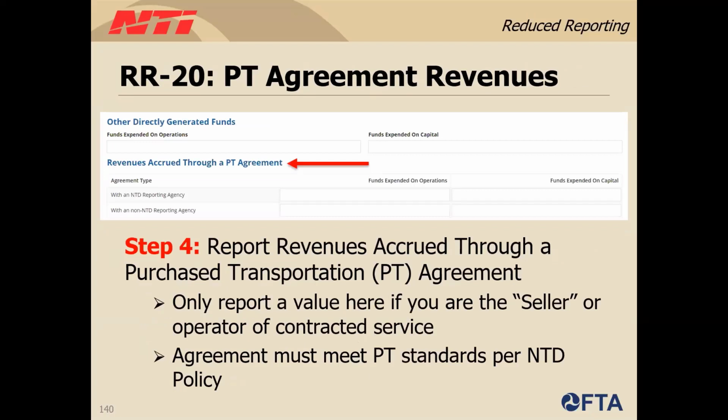The next section on the form is for PT agreement revenues, or revenues accrued through a purchased transportation agreement. You should only report a value in this field if your purchased transportation agreement meets NTD criteria for a full cost contract. This field is for revenues accrued by the seller of transportation services. This will not include passenger fares generated by the service. You should only report a value in this field if you are the seller or operator of purchased transportation. If this field applies to your agency, you will indicate whether the revenues came from another NTD reporting agency or a non-NTD reporting agency.